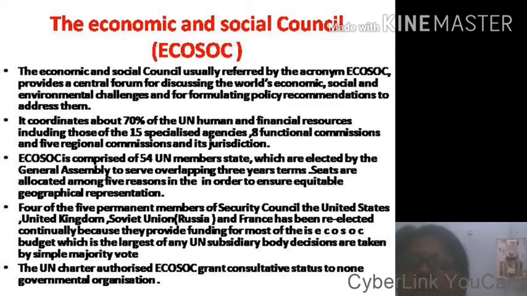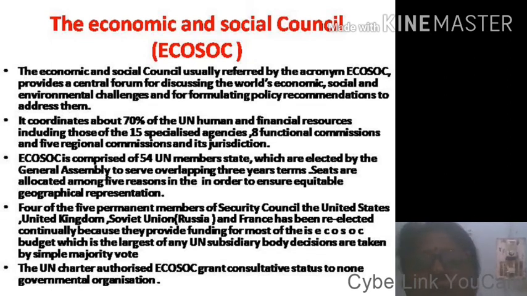The ECOSOC is comprised of 54 United Nations members, which are elected by the General Assembly to serve overlapping 3-year terms. Seats are allotted among 5 regions in order to ensure equitable geographical representation.